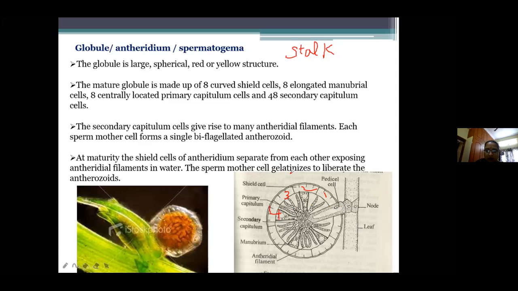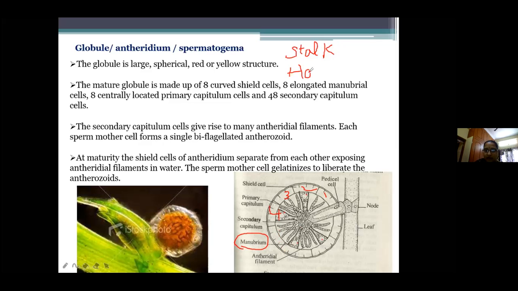Next step. After the 8 shield cells, 8 manubrial cells are present. See here, the manubrium is there. Yes, girls, this is the first one, this is the second, the third and the fourth. On the backside again 4 are there. So after the shield cells, how many manubrial cells are present? 8 manubrial cells.